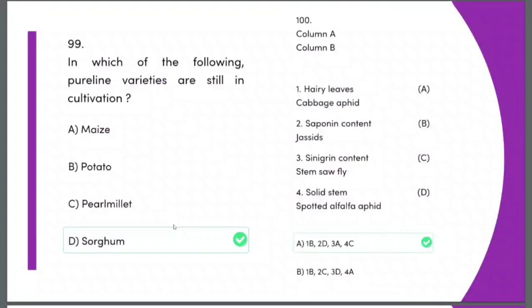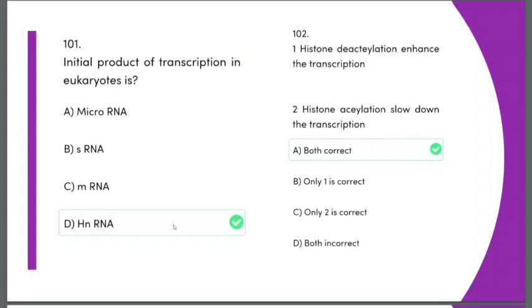99th: in which of the following are pure line varieties still in cultivation? Sorghum is the correct answer. 100th is column A and column B. We have to match it. So it's easy. Answer is A. Okay. 101: the initial product of transcription in eukaryotes is hnRNA. 102: histone deacetylation enhances the transcription. The second one is histone acetylation slows down the transcription.